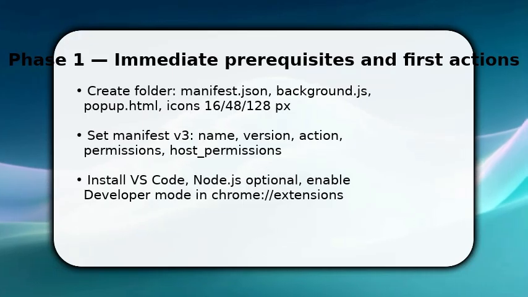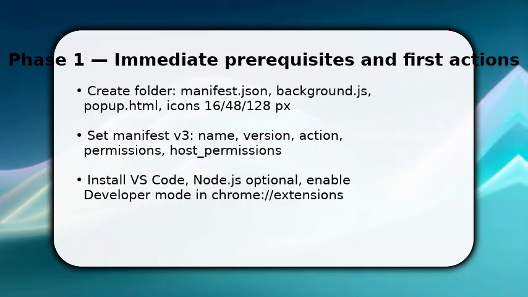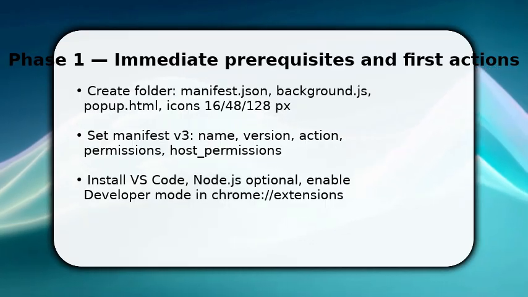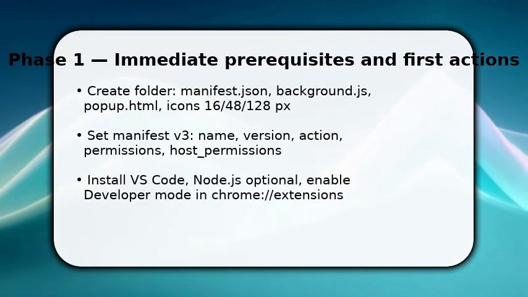Enjoy the video. You begin by creating the minimal file set and a manifest v3 because Chrome requires explicit permissions and entry points. This avoids runtime surprises. Once done, open the folder in your code editor and draft manifest.json with name, version, action, and host permissions.